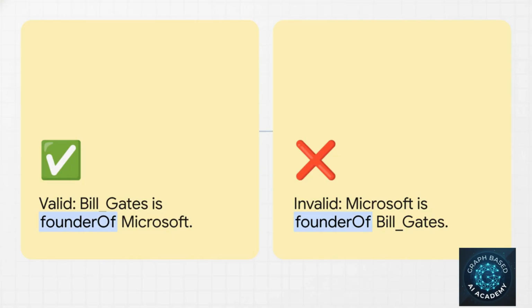It explicitly declares that the relation founder of has to start from a person and it has to point to an organization. Thanks to that one rule, an automated reasoner can look at the reverse statement, instantly realize it's totally nonsensical, and flag it as invalid. So the graph isn't just a dumb storage system anymore. It is actively enforcing meaning.